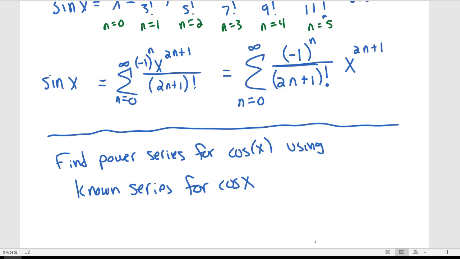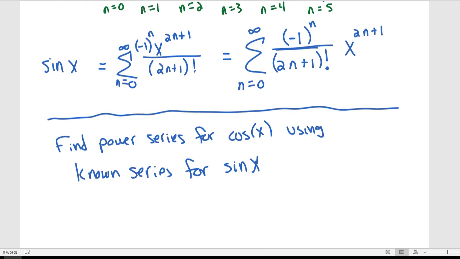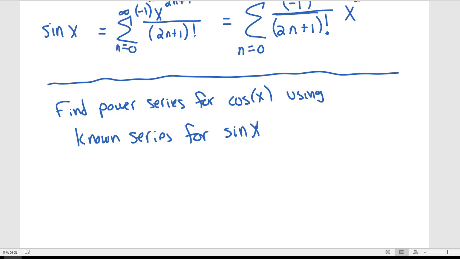Oops, goodness gracious, it is Monday and I am writing so many typos. The known series is sine of x. So we just built a formula, the known series for sine of x, and we want to use that to find a series for cosine of x. The simplest connection here is to ask, how do I go from my known series to the one we're trying to find? And it's a derivative. We know that the derivative of sine is cosine.